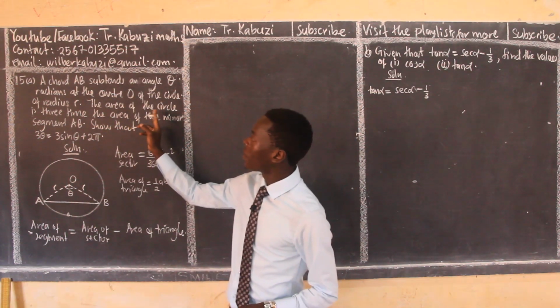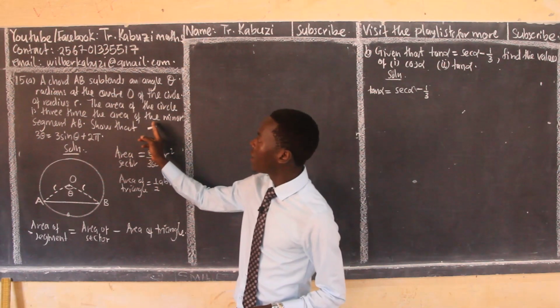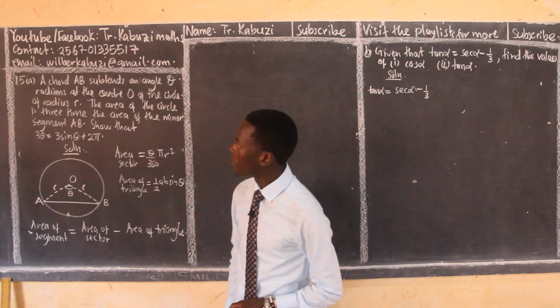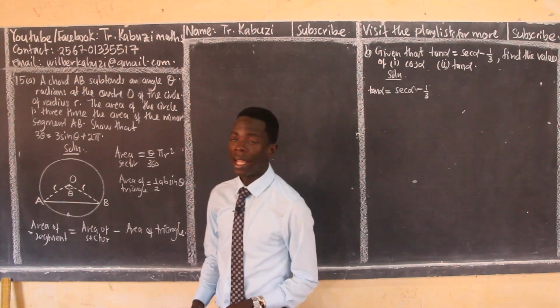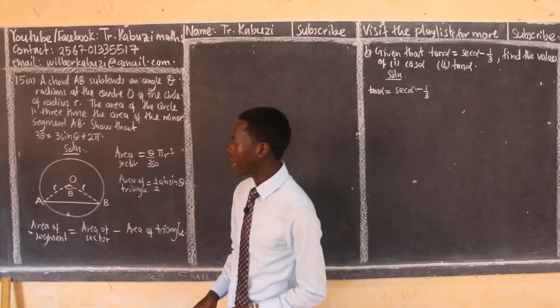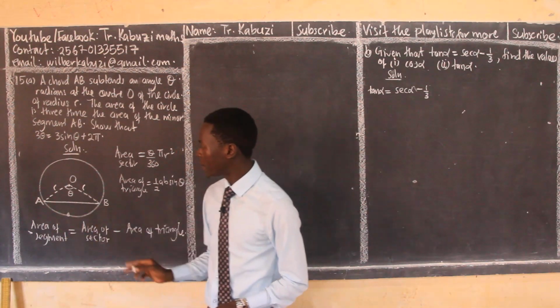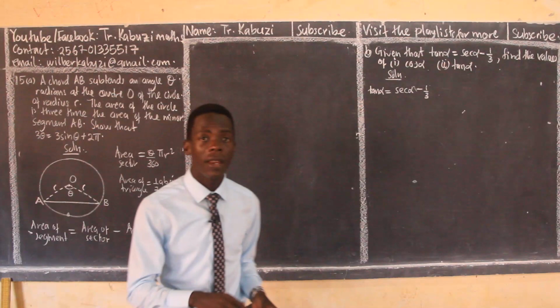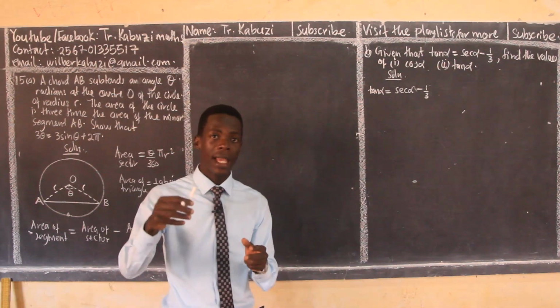The area of the circle is 3 times the area of the minor segment AB. Show that that's true. Now the chord is a line that joins two ends of the circle. So my chord is there. If they want me to get the area of the minor segment, a chord divides the circle into two segments, the major and then the minor.